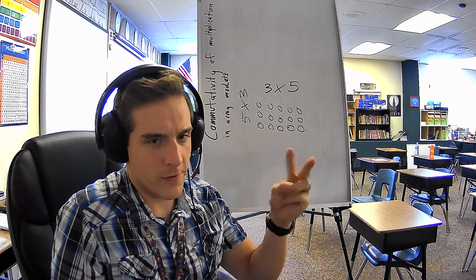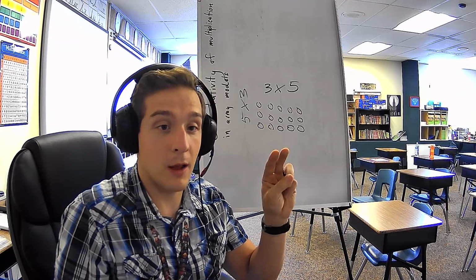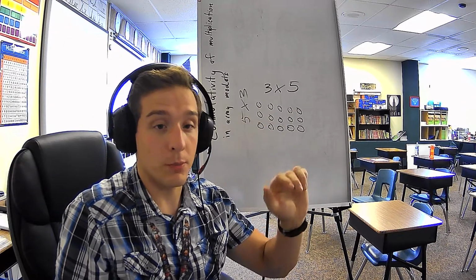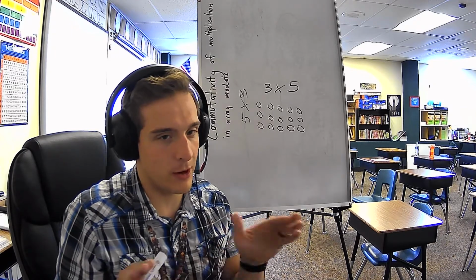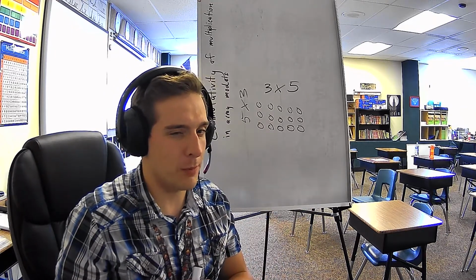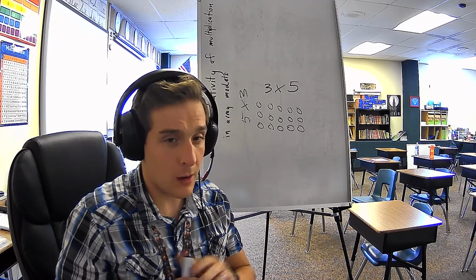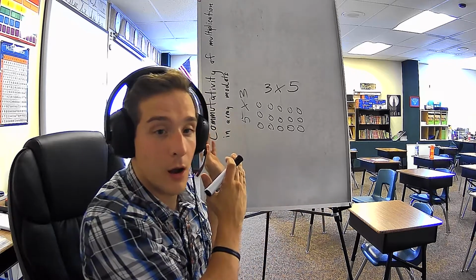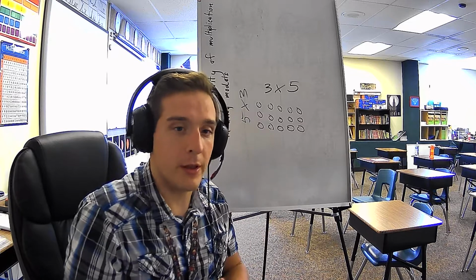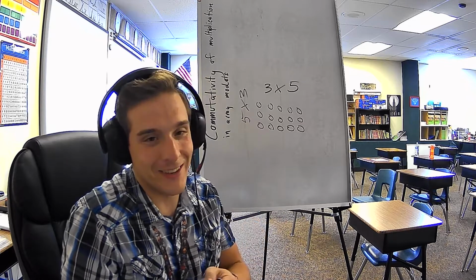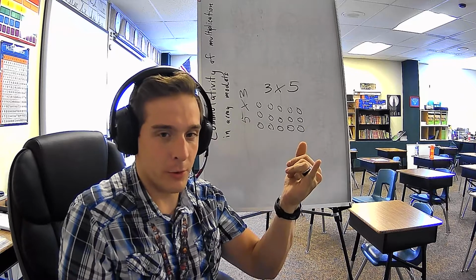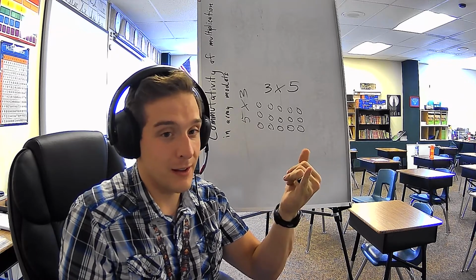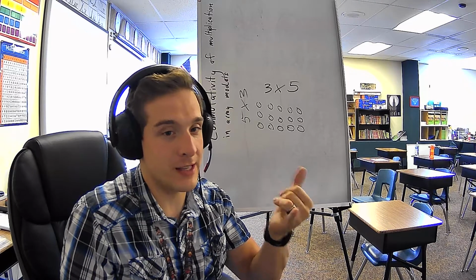For the first 2 factors, the groups and the number in each group, in multiplication, you can always swap those, and they will always give you the exact same answer no matter what. Rules change a little bit in division, but right now we're focusing on multiplication. So the commutativity property is just the main idea that you can swap the groups and the number in each group, and they'll always give you the same answer.